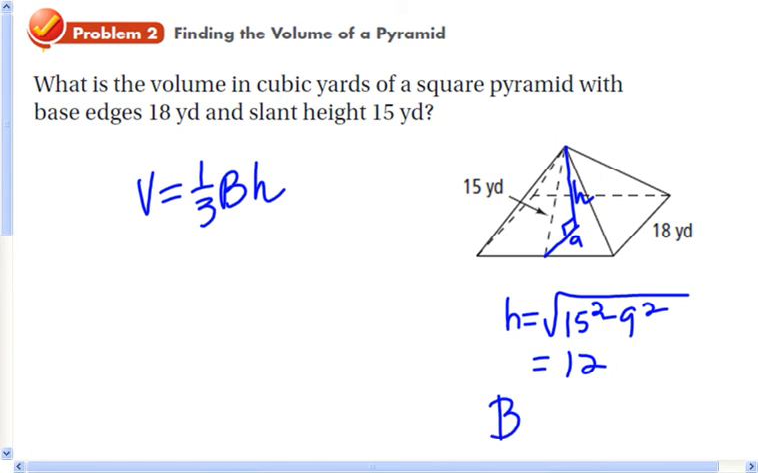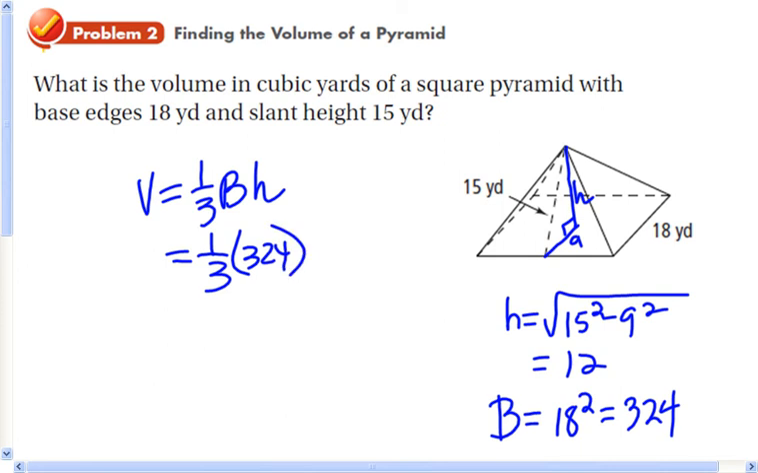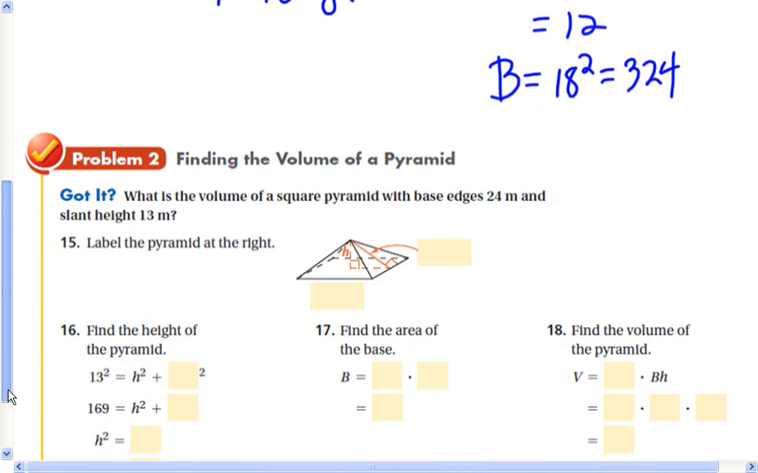And then our base area is a square here, so we're going to have 18 squared, which is 324. And I'm going to substitute those in, so I'm going to get 1/3 times 324 times 12. And that's equal to 1,296 cubic yards. All right, I'll let you go ahead and try that.